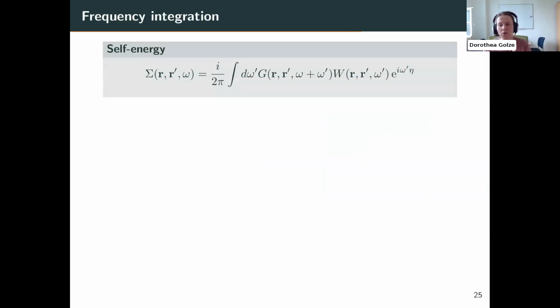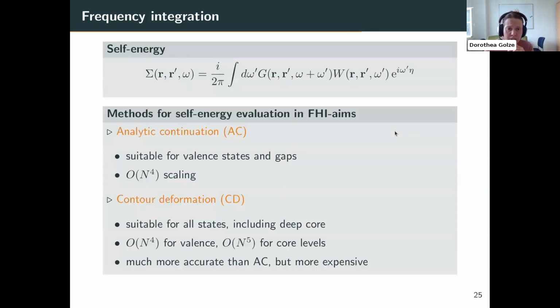Okay, so an important point is not only how to solve it, but also the frequency integration, as James already mentioned. So how to solve this frequency integral. The issue is that both quantities G and W have poles, so we can't do a straightforward numerical integration here. However, there are a bunch of tricks, and what we implemented in AIMS is the analytic continuation, which I abbreviate as AC, which is suitable for valence states and gaps, and has an n to the power of 4 scaling.